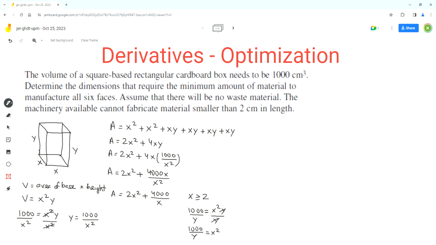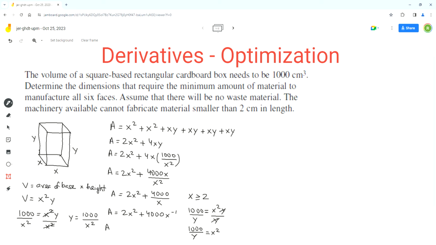Now in order to find the derivative of this area function, we should move the x in the denominator to the numerator, because that will make it easy to find the derivative of this area equation. So we get 4000 and then x exponent -1. Now we can find the derivative of this area function.